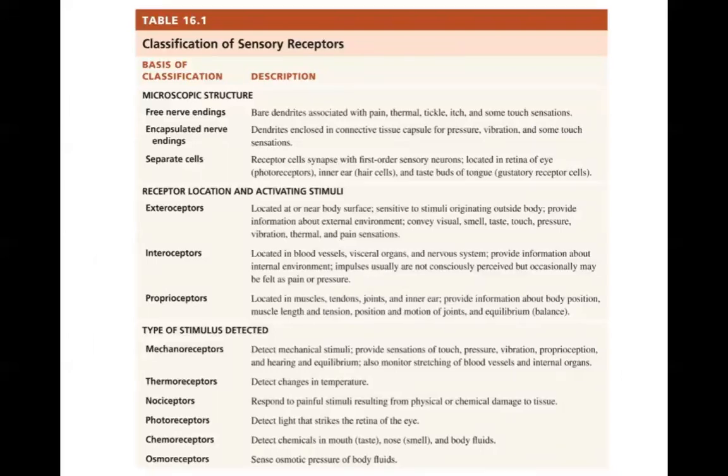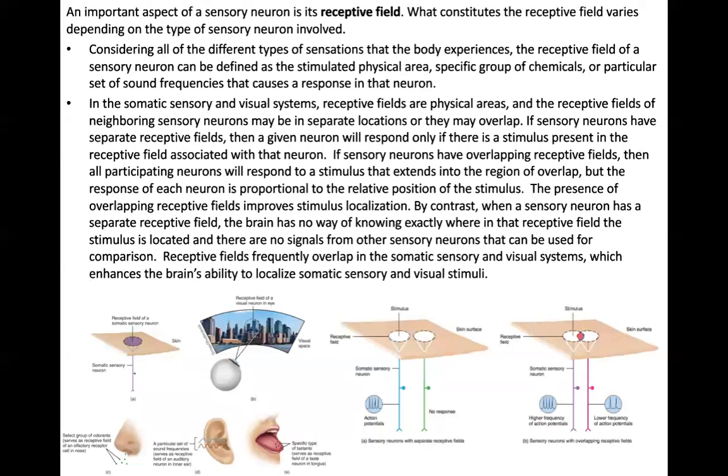So table 16.1 here just reiterates those three bases of classification: microscopic structure and the three types, receptor location and the three types, and then the six different types of stimuli detected groupings. Nothing brand new or anything there.